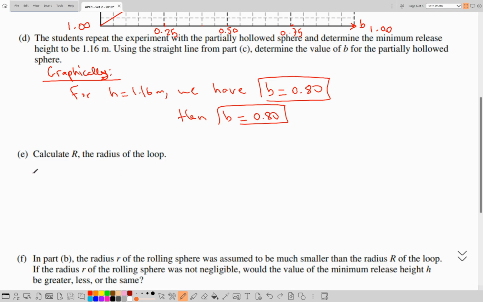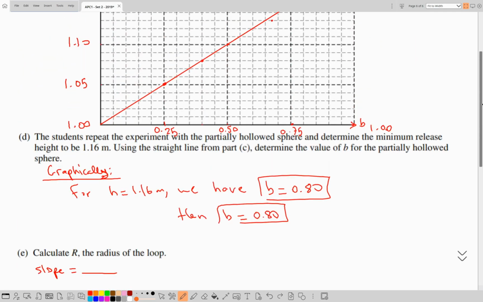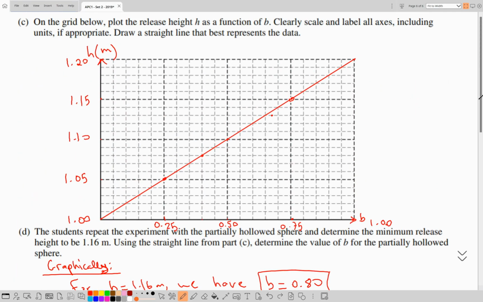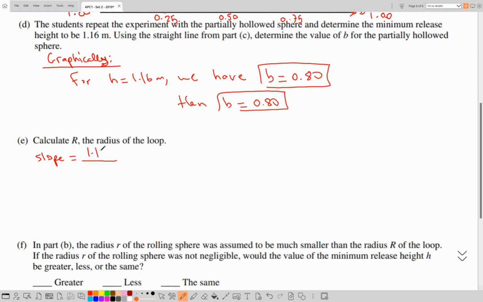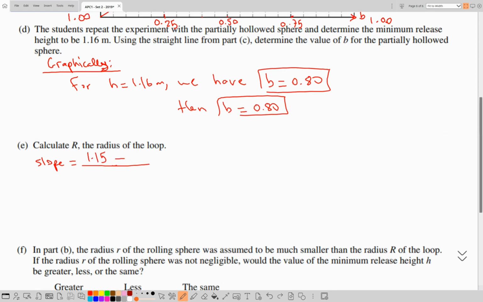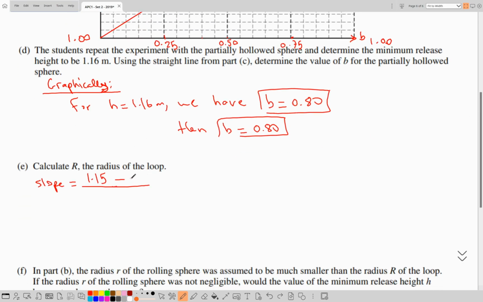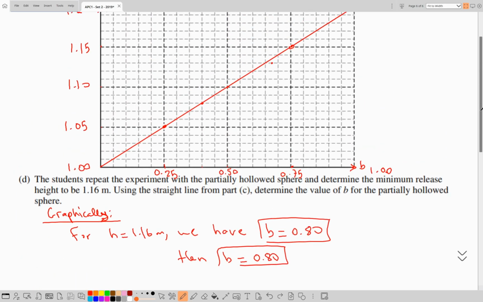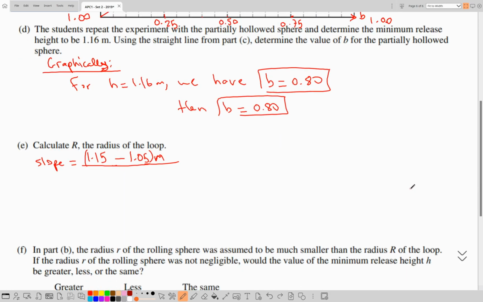So the slope in this case would be given by, the second point is given by 0.75 and 1.15 meters, then 1.15 meters minus 1.05 meters, divided by 0.75 minus 0.25. Now plugging that fraction on the calculator, we would have that the slope is 0.20 meters.